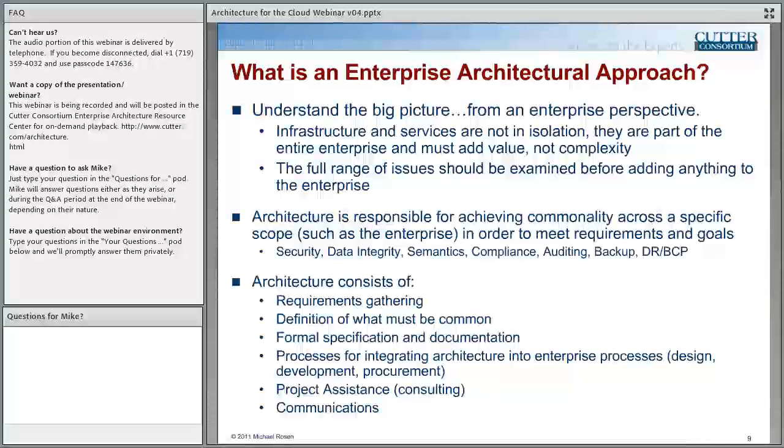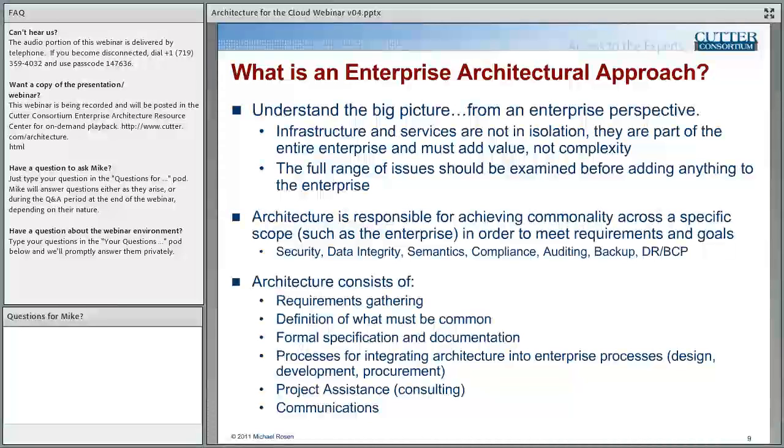So what's an architectural approach then to this? Well, first, it's understanding this big picture from the enterprise perspective, right? Infrastructure services are not just in isolation. They're part of the entire enterprise. And when we bring in a new infrastructure as a service platform, or a new software as a service, or a new platform as a service, it needs to add value to the enterprise and fit into what we have, rather than adding complexity. So before we bring something in, we want to examine the full range of issues.